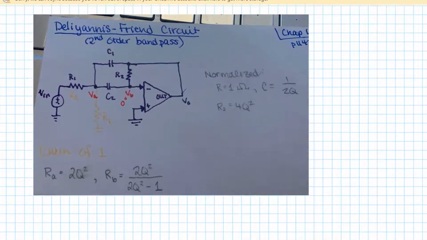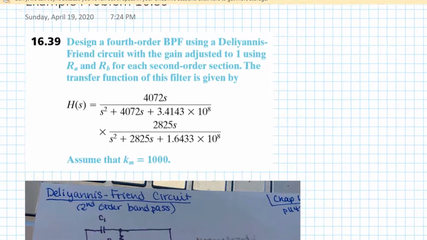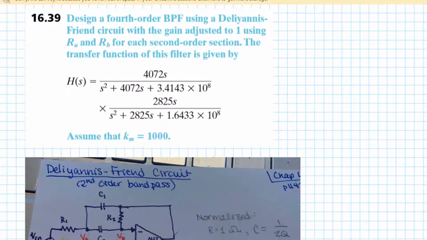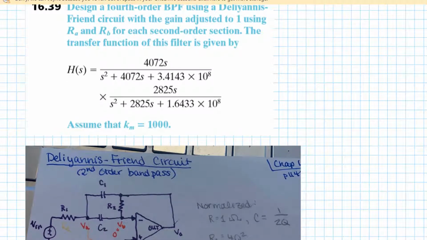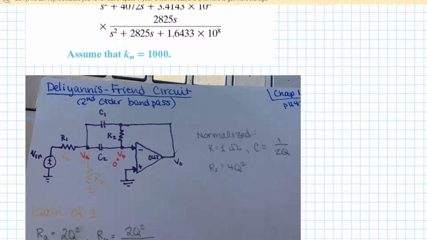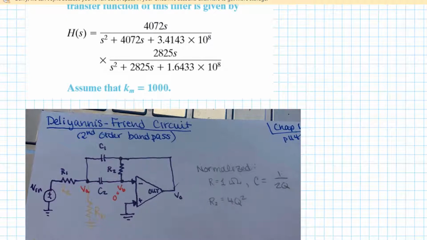Okay, so this problem, 1639, just says design a fourth order bandpass using a Delyiannis-Friend circuit with gain adjusted to 1, using RA and RB for each second order section. And so they give us the transfer function, and so each fraction represents a second order bandpass.